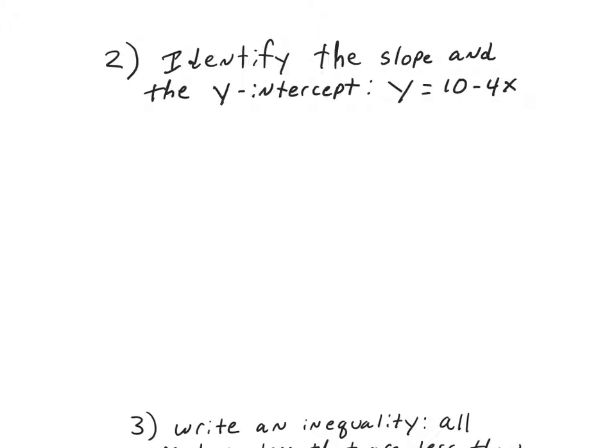On number 2, it says identify the slope in the y-intercept. We have y equals 10 minus 4x. So this shouldn't be too hard. It's almost in slope-intercept form, which is what we want to get it to, so we can easily see the slope in the y-intercept. All we have to do is rewrite it so the negative 4x is first, and then the 10. And then it's in the right format, which is this.